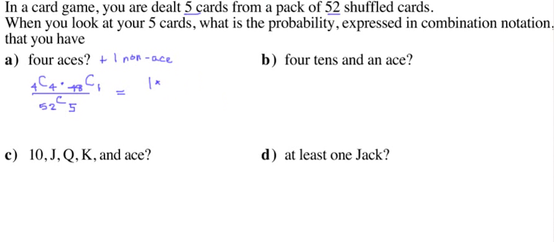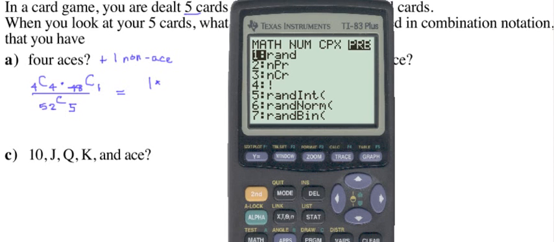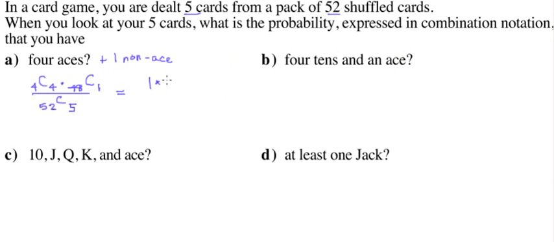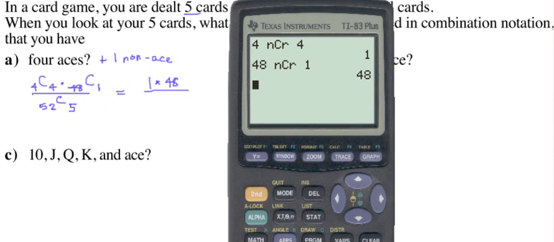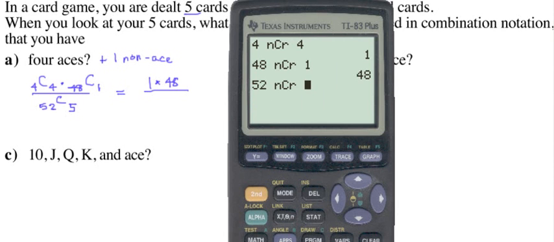Now here's another one you can eyeball. What's 48C1? If you have 48 objects and I say select one of these, amazingly enough, there's 48 ways to do that. You're just picking one of the objects. So those two are kind of trivial combinations. 52C5 is not trivial at all. 52, math left, 3, 5: 2,598,960.